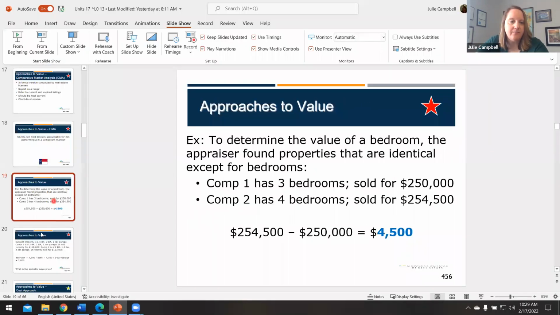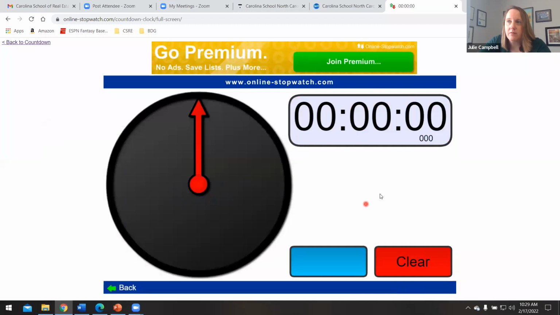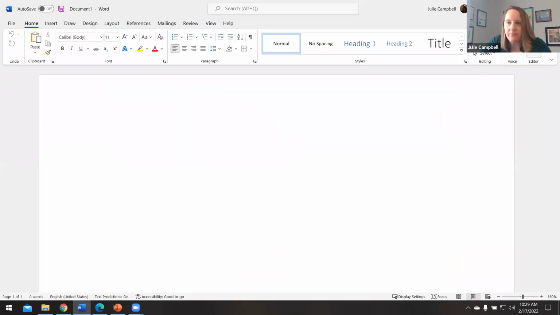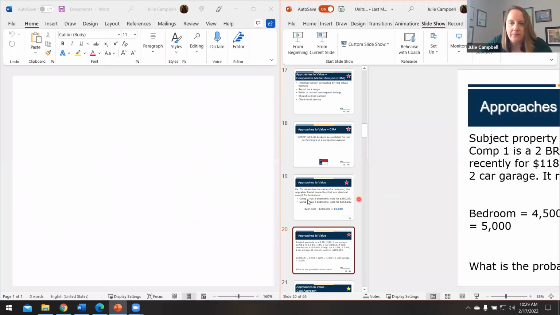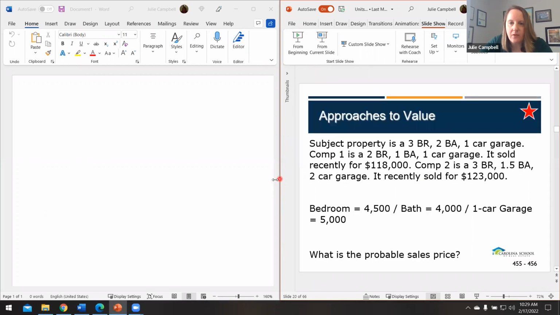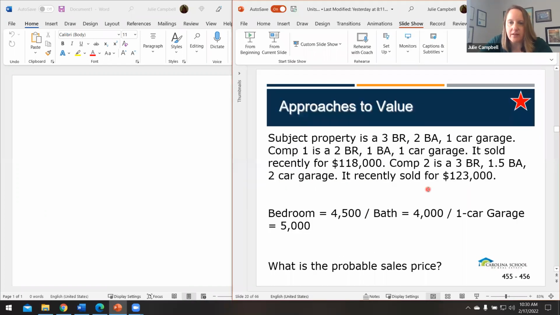What you're more likely to see, I got to get myself a whiteboard up so I have room. What you're more likely to see is something that looks like this. Whoops. Can you guys see that okay? It's going to give you a bunch of information. Here's information on the subject property. Here's information on comp one. Here's information on comp two. And then it has to give us the value. It'll have to give you the value because we're not in appraiser school. Okay, so it has to tell you the value.